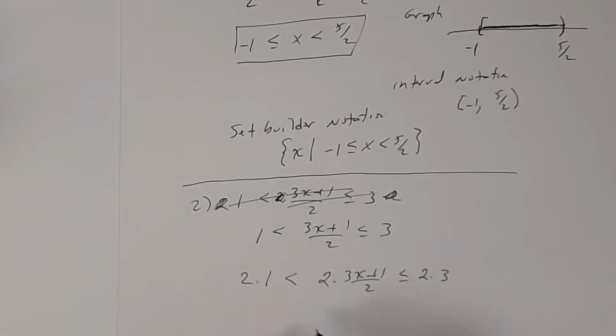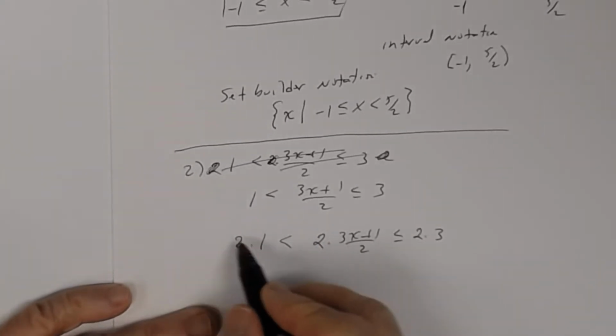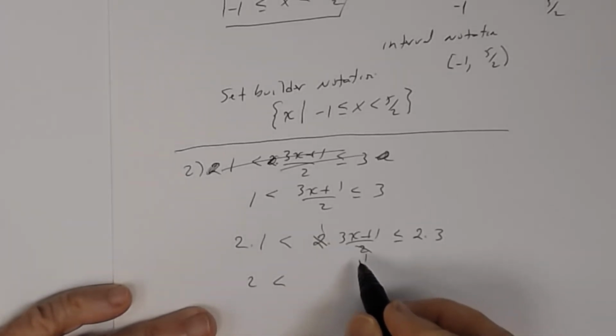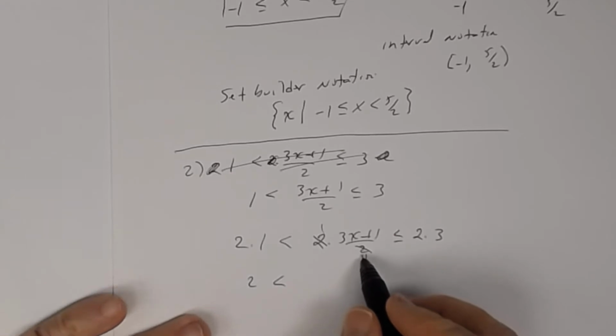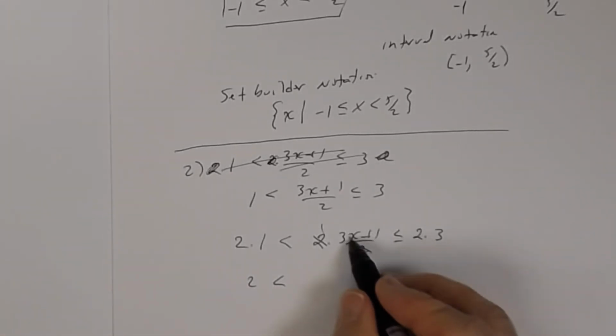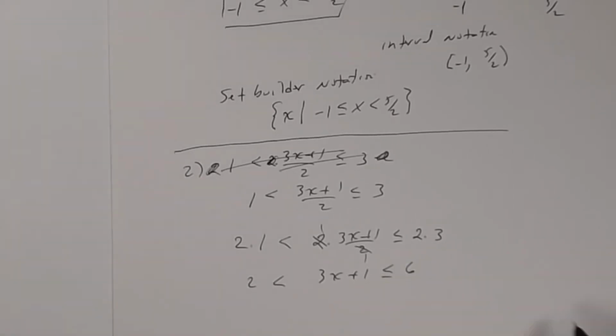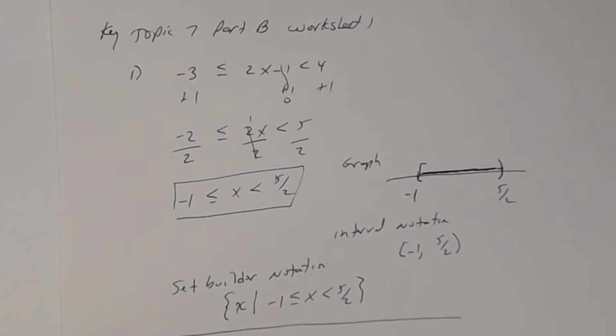Okay, so now let's go ahead and simplify. 2 times 1 is 2. It's less than these 2's divide out. Remember, you wanted a 1 right here. That was the whole point of multiplying by the LCD. And so you get 3x plus 1 is less than or equal to 2 times 3 is 6. And now that looks very similar to the previous problem.